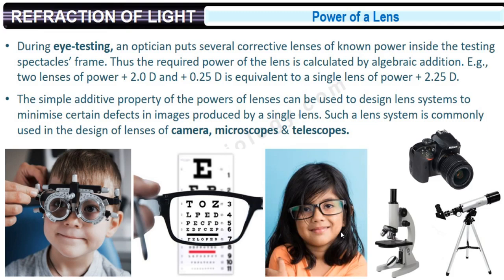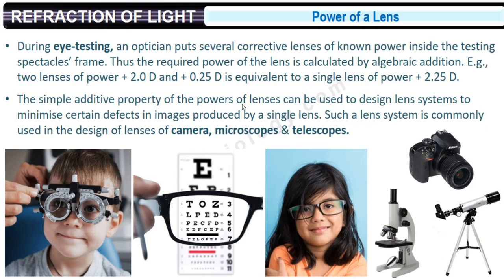Okay. Let's move ahead and see the power of lens. During eye testing, an optician puts several corrective lenses of known power inside the testing spectacles frame. Thus, the required power of the lens is calculated by algebraic addition. Example, 2 lens of power 2 diopter and plus 0.25 diopter is equivalent to a single lens of power 2.25 diopter.